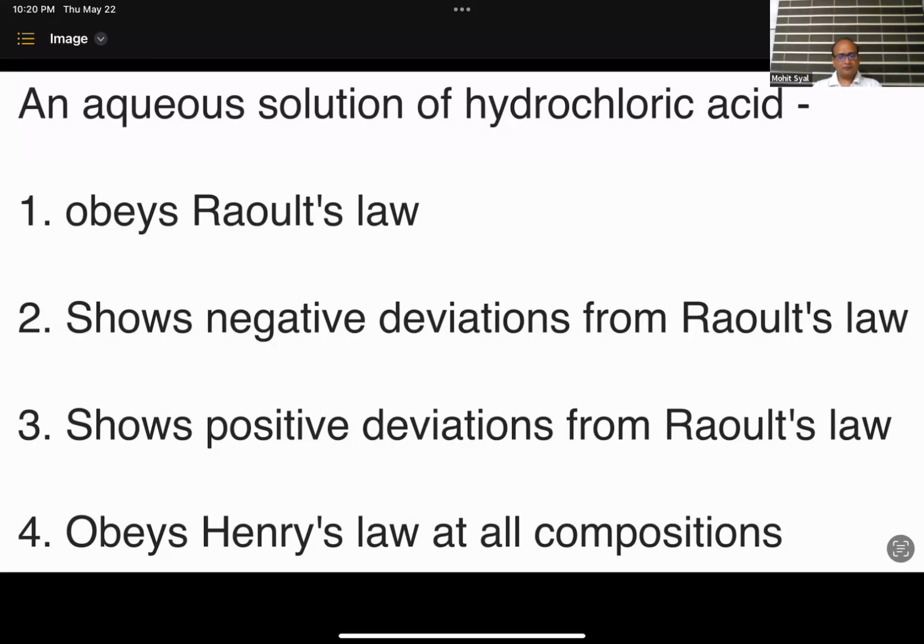Is that clear? Ibrahim and Jasleen, water mixed with nitric acid, and HCl mixed with water, both form a high boiling azeotrope and both show negative deviation. Their vapor pressure is lower than expected. Okay.